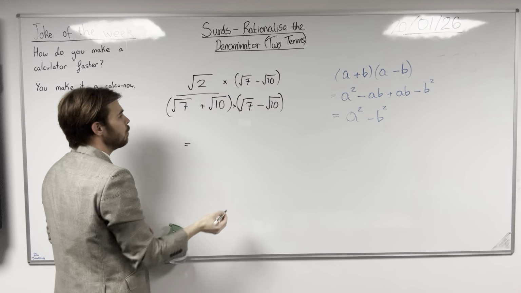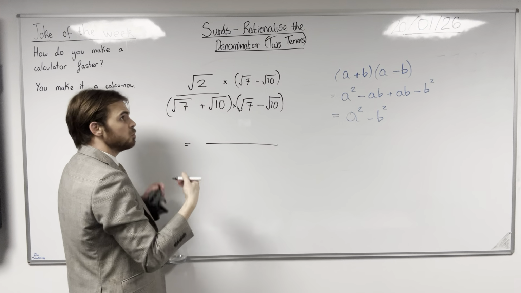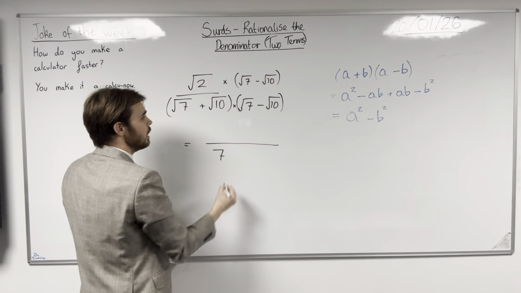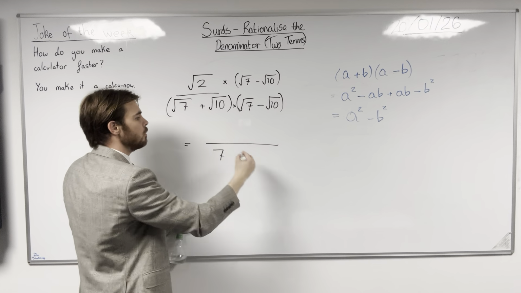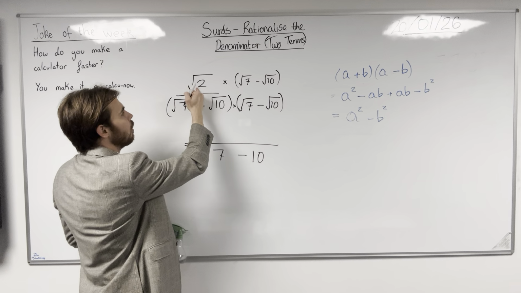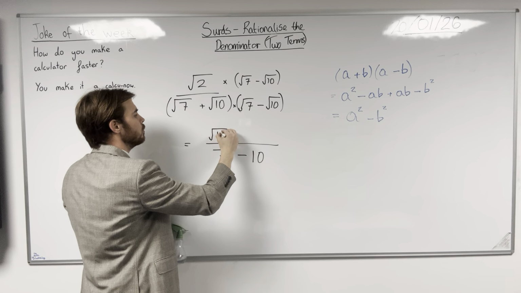Okay, so we're going to sort out the bottom first, because we just do square root of 7 squared, which is 7, take away the square root of 10 squared, which is 10. Then on the top, we've got square root of 2 multiplied by the square root of 7, that is the square root of 14.